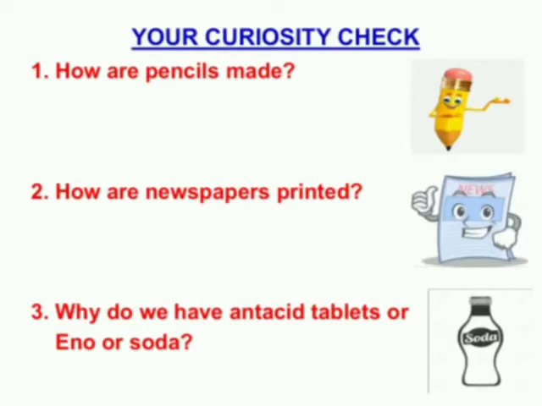Your curiosity check. Students, this activity includes three questions to be answered. Number one, how are pencils made? Number two, how are newspapers printed? And number three, why do we have antacid tablets or Eno or soda? Let's see them one by one.